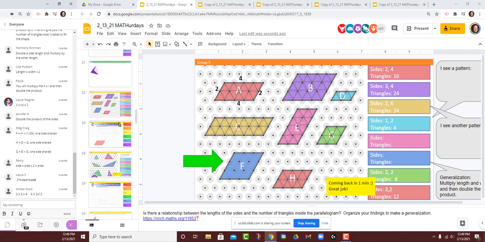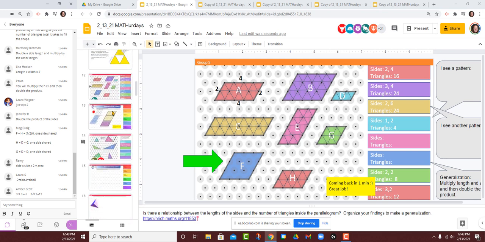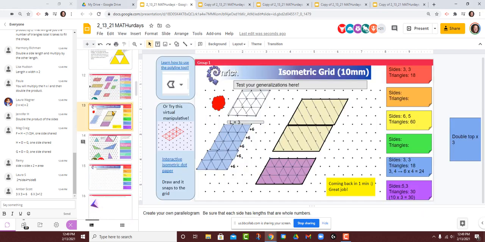Group 1, let's talk about the way that you tested your generalization. I'm on slide 13 and Group 1 did something a little different. Would you tell us what was important for you to try and test out?